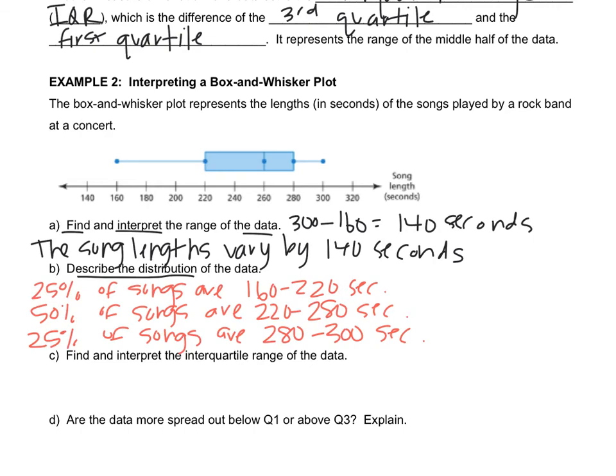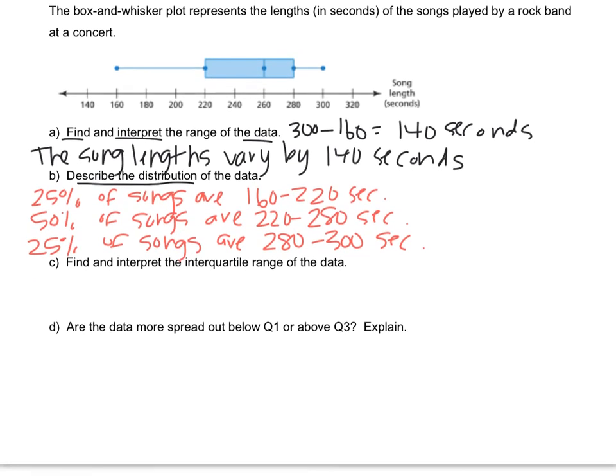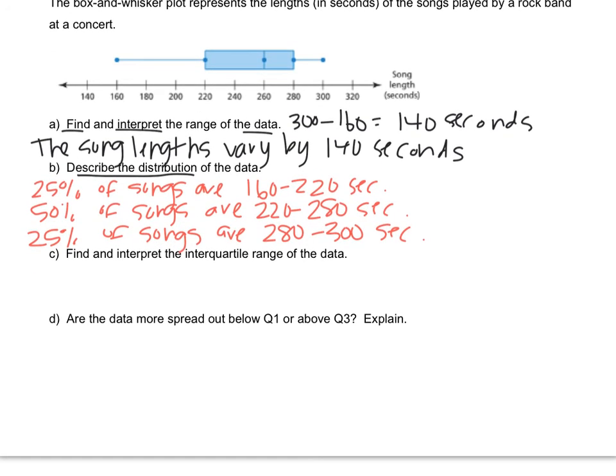Letter C says that they want us to find and interpret the interquartile range. So I told you interquartile range is the difference from the top of the box to the bottom of the box. So the interquartile range is 280 minus 220. So that represents the middle 50%. So the middle half of the songs are within a minute of each other.